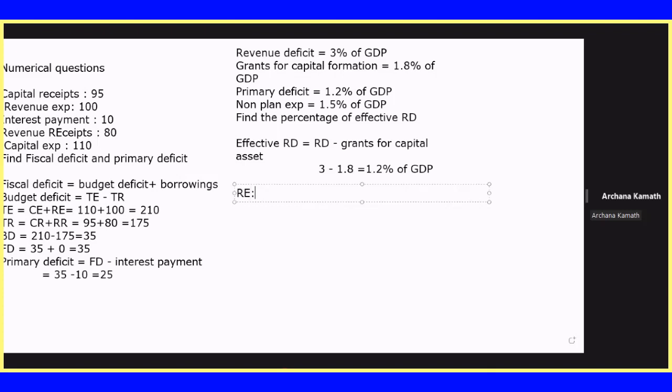Revenue expenditure is given as 70,000. Borrowings of the government is 15,000. Revenue receipts 50,000. Interest payment is 25% of the revenue deficit. Calculate the primary deficit. Okay, calculate primary deficit is the question.